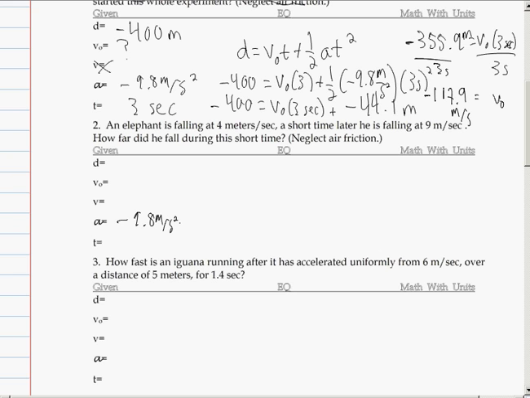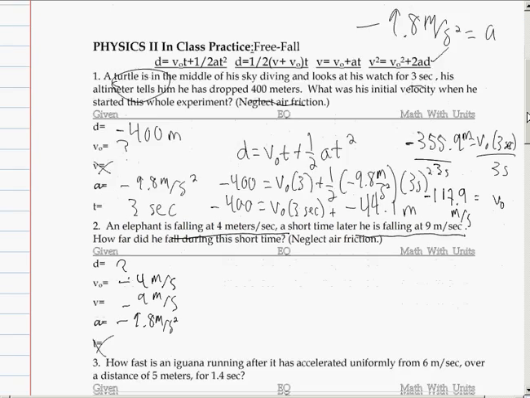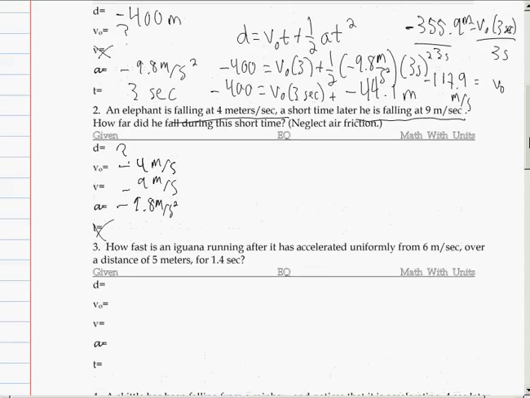Okay. Now, it says he's falling at this speed. That's kind of tricky. That means his initial velocity is going to be negative 4 meters per second. And the final velocity is going to be negative 9 meters per second. I'm going to find out how far he fell, because we don't care about time. Go to our equation list up top. The one that doesn't have time in it is that one.